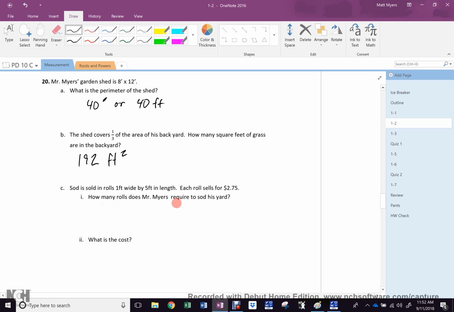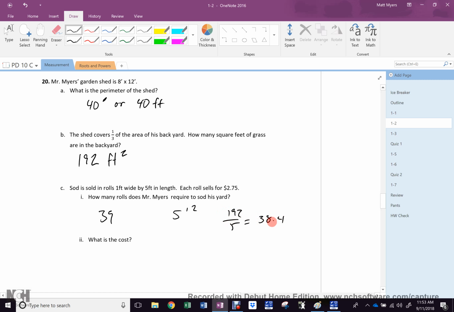Next, how many rolls of sod do I need to buy to sod my yard? Which is slang from England. How much? 39? How'd you find 39? I did 1 times 5, which is 5 feet squared. Yep. I got the area of 1 roll. Perfect. And then I did 192 divided by 5. Yeah. And then I got 38.4.